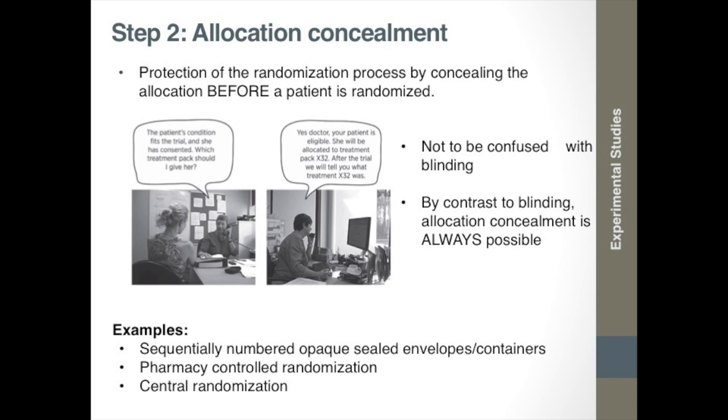Another inadequate allocation concealment strategy would be to use translucent envelopes that might allow one to guess the assignments when the envelopes are held up to a light bulb. Good allocation concealment includes doing things such as having central randomization, using numbered, opaque, sealed envelopes, or using numbered or coded bottles or containers if the trial is testing a drug. The drugs in this case must be prepared by a pharmacy.